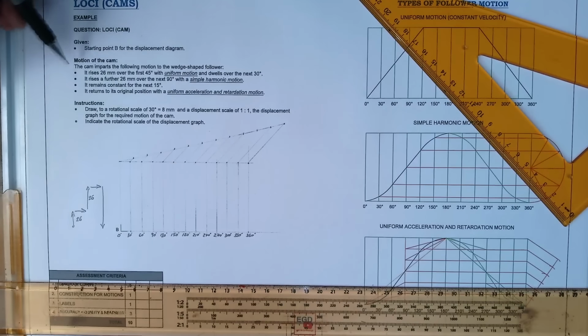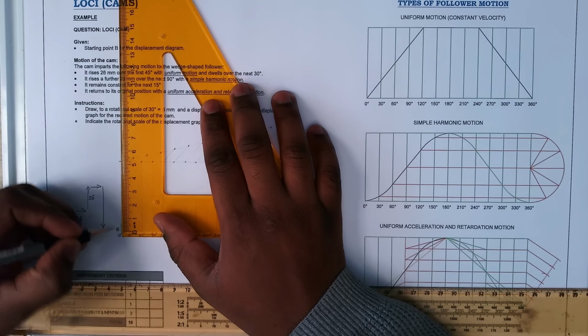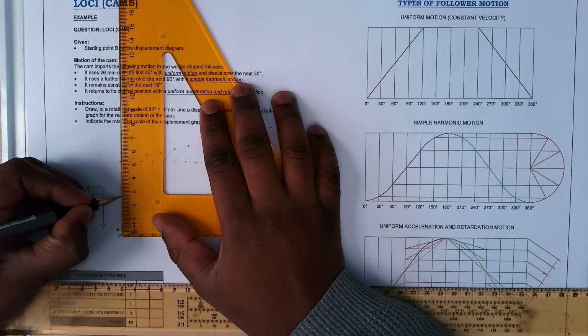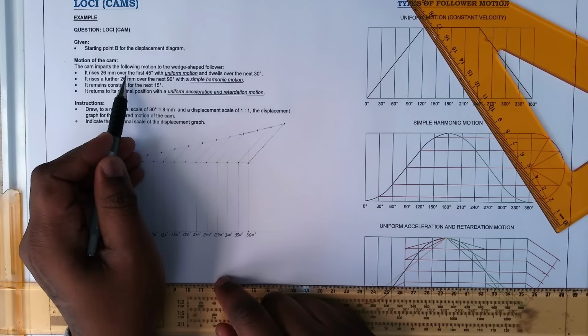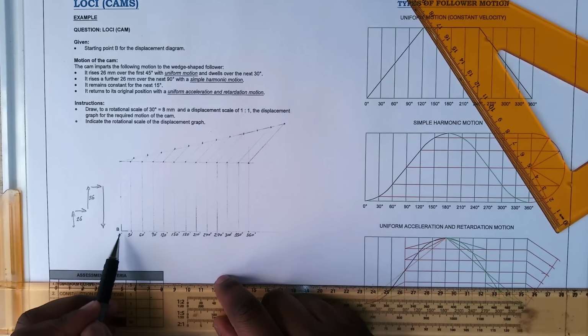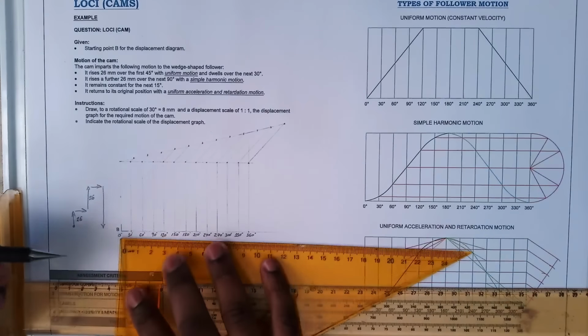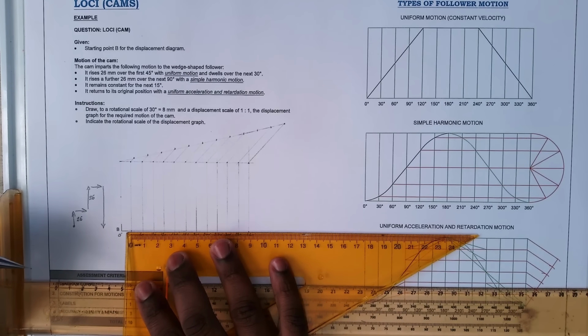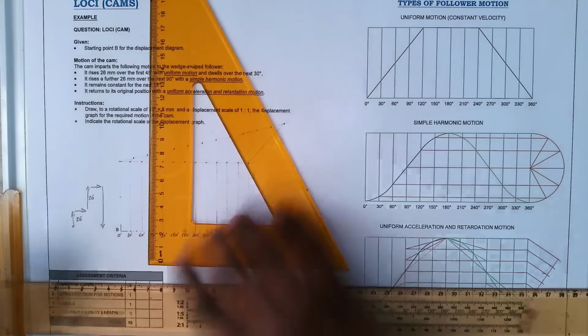So I'll start with the first point there. It rises 26 millimeters over the first 45, so I will just measure 26 here. 26 is right there. They're saying over the first 45. Remember, we have 0 to 30, and then 45 will be between 30 and 60. This gap here is 8, so half of 8 is 4. I'll just measure 4 there, just to draw a vertical line.